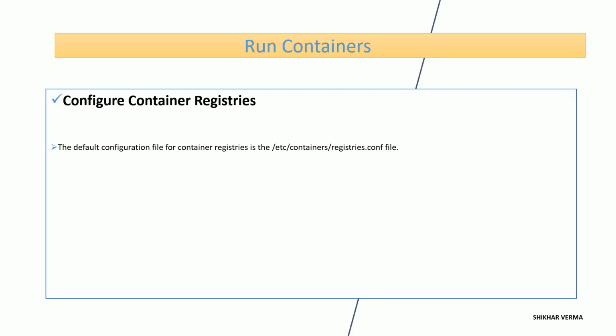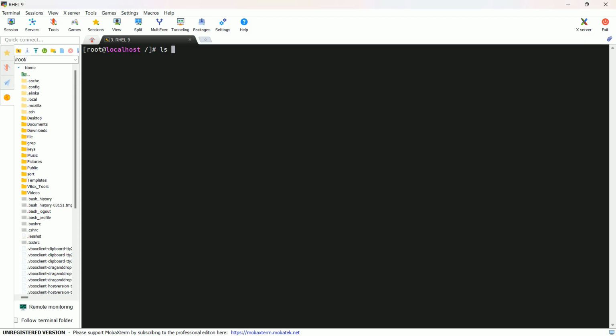So the next topic is how to configure container registries. The default configuration file for container registries is /etc/containers/registries.conf. In this file, you define the registry locations from where you can download the container images. So without wasting time, let me quickly log into my RHEL Linux system and show you this file.